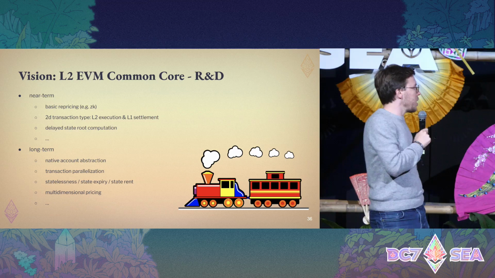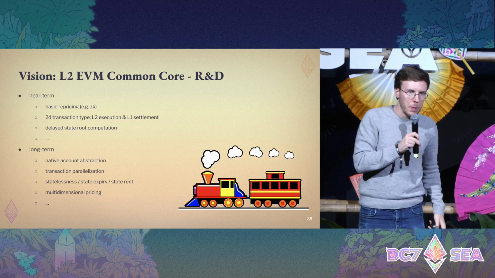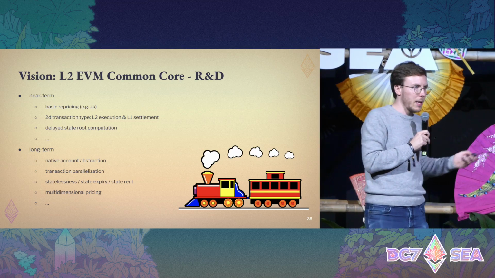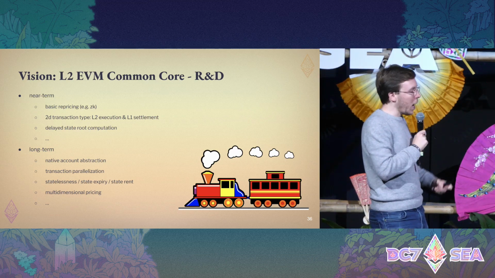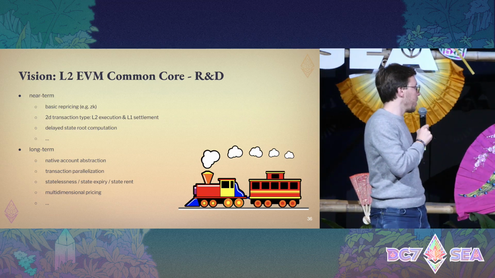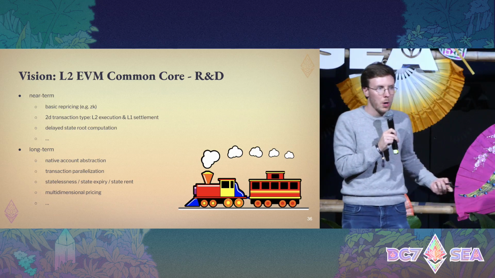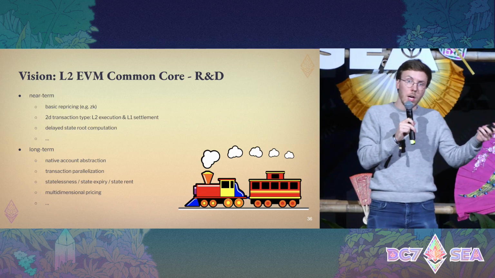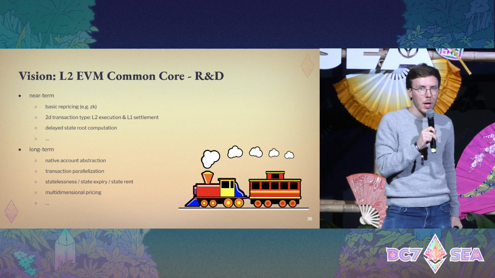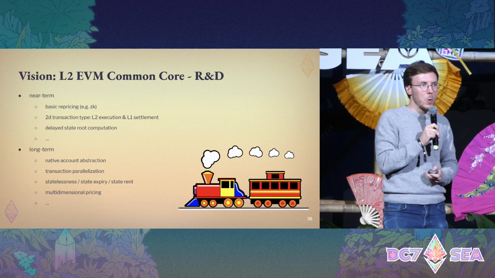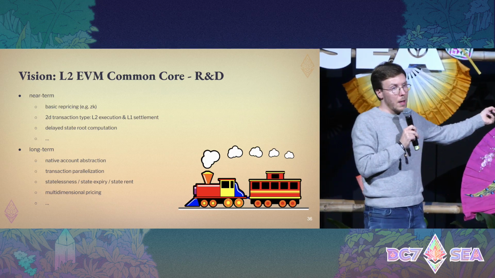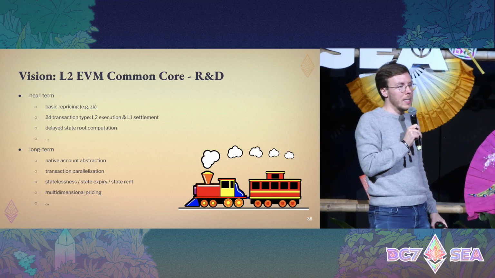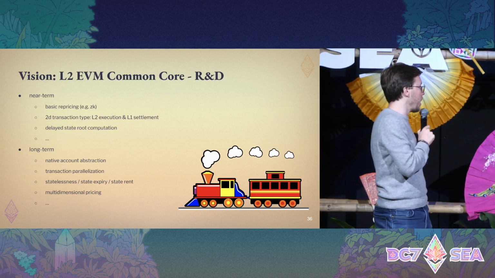Delayed state root computation is maybe a bit nerdy. It's a feature that people have been talking about a little bit that could make block processing more streamlined. And then in the long term, that's what I'm really excited about, these kinds of features. That would be things like native account abstraction. I'm not sure how many of you have a smart account or have heard of ERC 4337 in the past. There are proposals to have that natively embedded into the protocol. Eventually, I think this will also come to L1, but it will take years and years. We can ship it in the meantime on L2.